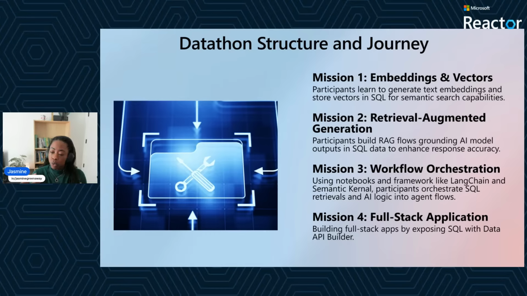And then in mission 3, we'll hop into some notebooks to use frameworks like LangChain and Semantic Kernel to have our agents retrieve our data and give us some of the responses. And then finally, the last mission is building out a full stack application with the Data API Builder.